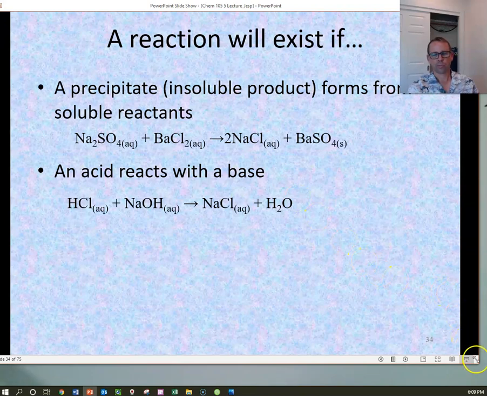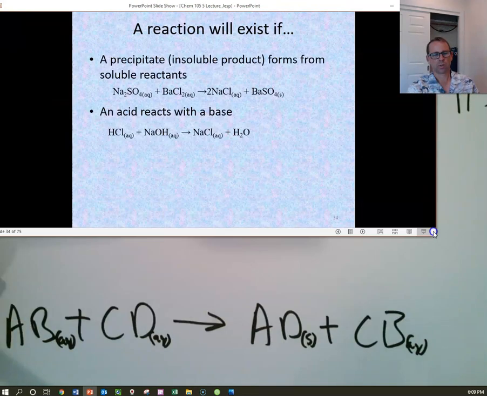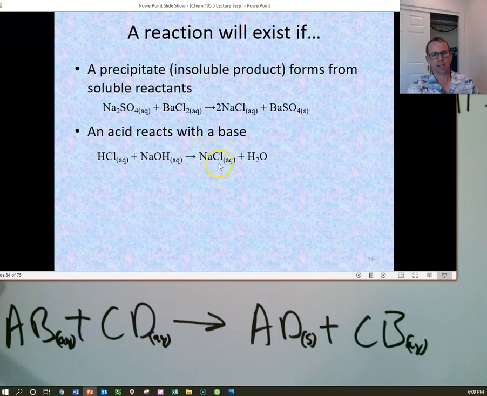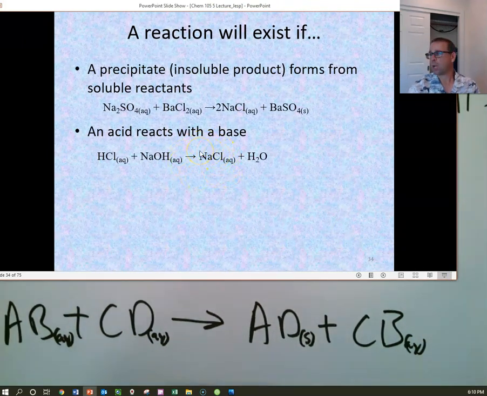And the NaCl, that's still NaCl, that's not solid, right? It's not solid. NaCl is aqueous. But water here, which didn't exist before, water is not aqueous. It's liquid, right? So this is a chemical reaction because the chemistry is different.